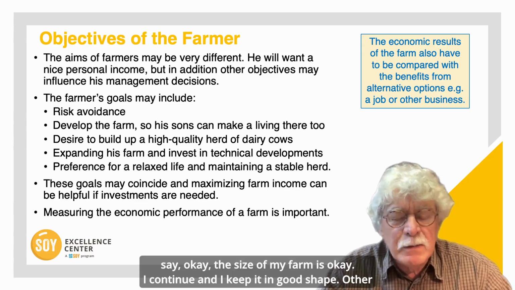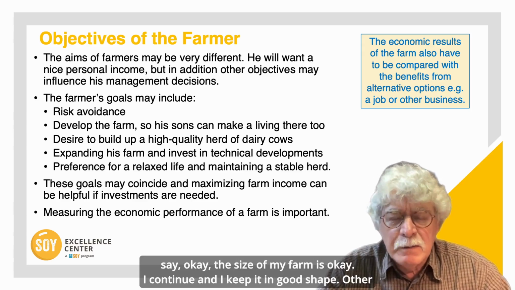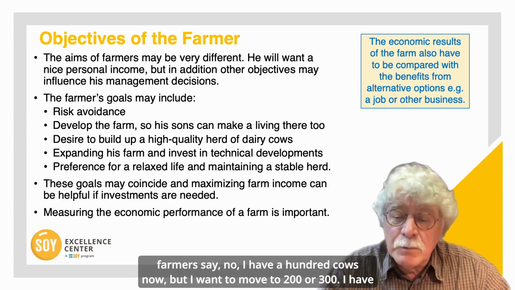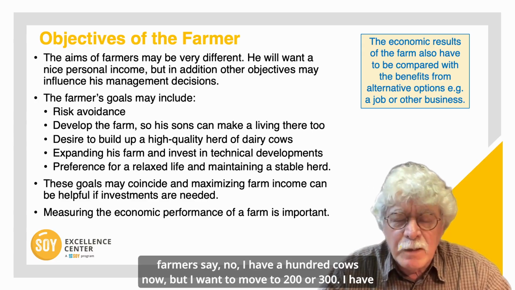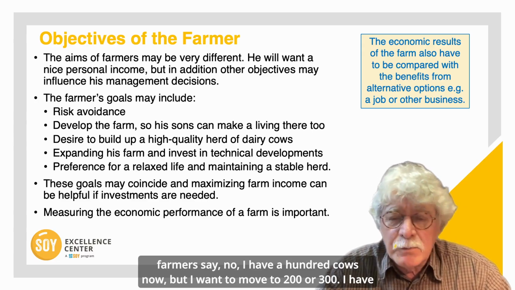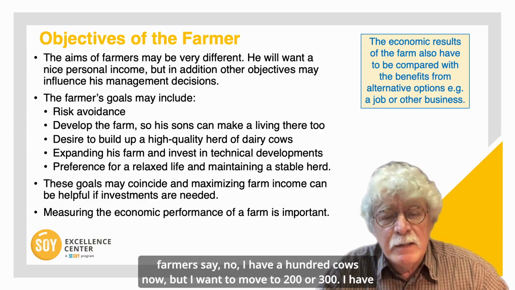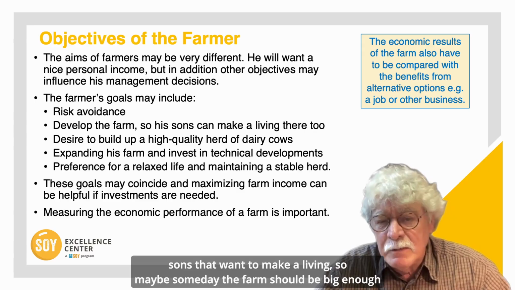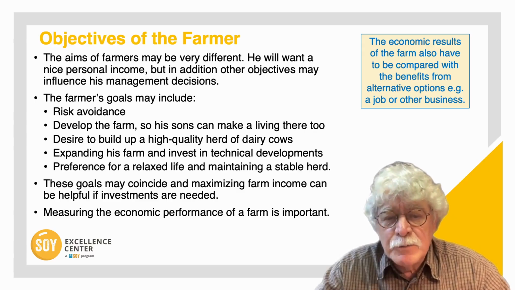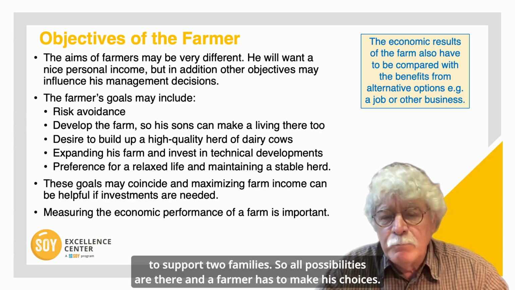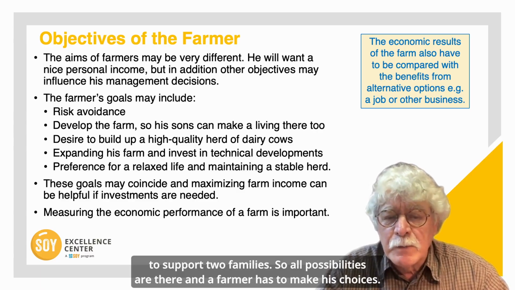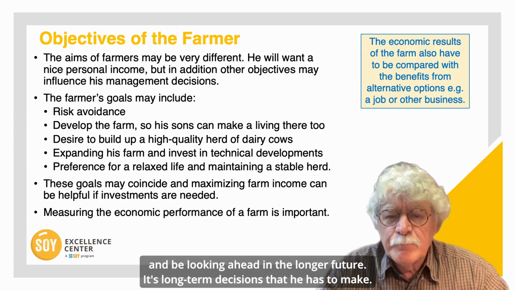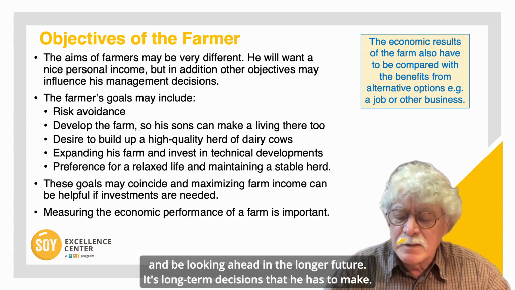Farmers may say, okay, the size of my farm is okay. I continue and I keep it in good shape. Other farmers say, no, I have 100 cows now, but I want to move to 200 or 300. I have sons that want to make a living, so maybe someday the farm should be big enough to support two families. So all possibilities are there, and the farmer has to make his choices, looking ahead in the longer future. It's long-term decisions that he has to make.